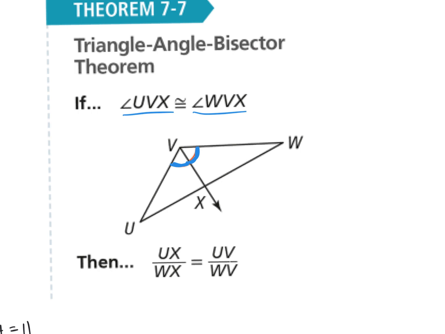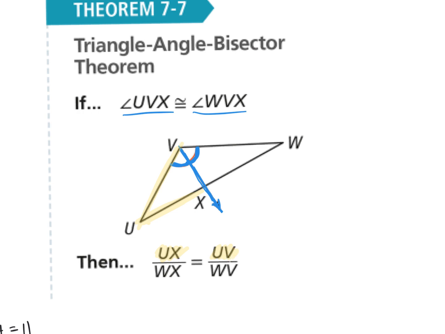The ray that is splitting that angle in half is called the angle bisector. In this case, our angle bisector would be ray VX. Looking at the proportions you're able to create when you have an angle bisector, you want to make sure that you're taking the values on one side of the angle bisector. If I look at the left side first, both of those sides are UX and UV. Both of those would go on the top of the fractions.